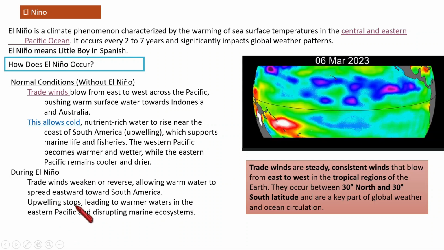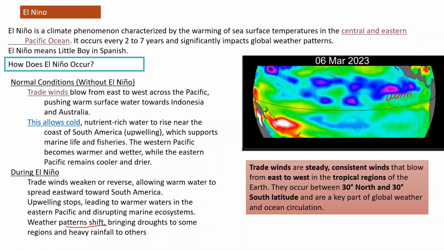And upwelling also stops, as warm water started to reach in more amounts to here. It prevents the upwelling of cold water, and that way it affects the marine life of this area, the eastern side, East Pacific. So that is another impact. And weather patterns totally shift. By that way, drought will happen in some regions, and in some regions heavy rainfall is happening.